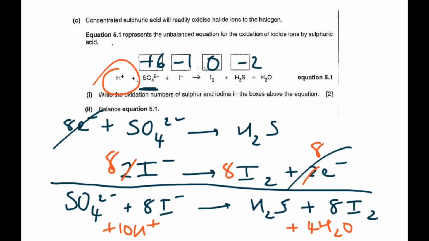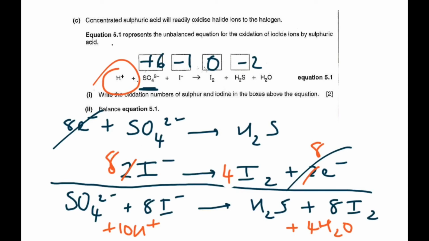And then just check it's balanced, not made a silly mistake. 1 sulfur on the left, 1 on the right. 4 oxygens, 8 I. Oh, there you go. I have made a mistake. Times everything by 4. Did you spot my mistake? Oops. Times everything by 4. Why did I write the number 8 there when we were timesing everything by 4?